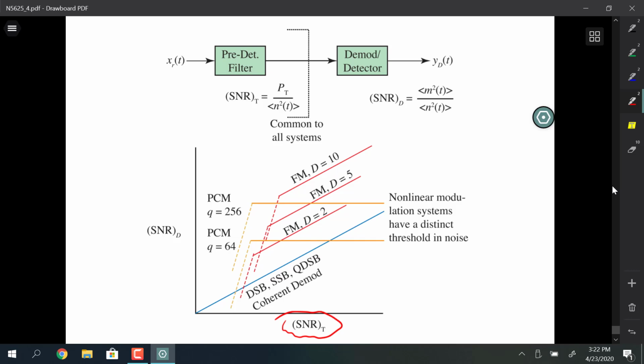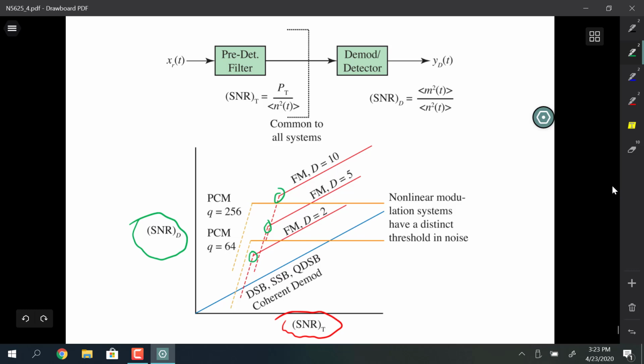QDSB, which we'll be looking at, they just gradually are such that the output signal-to-noise ratio in the detector just gradually deteriorates. It gets noisier and noisier, whereas FM, which is shown in here, reaches this point where there's this knee, where once you get below that knee or operating point, things just deteriorate very, very rapidly. And I'm willing to bet that everybody's observed this.